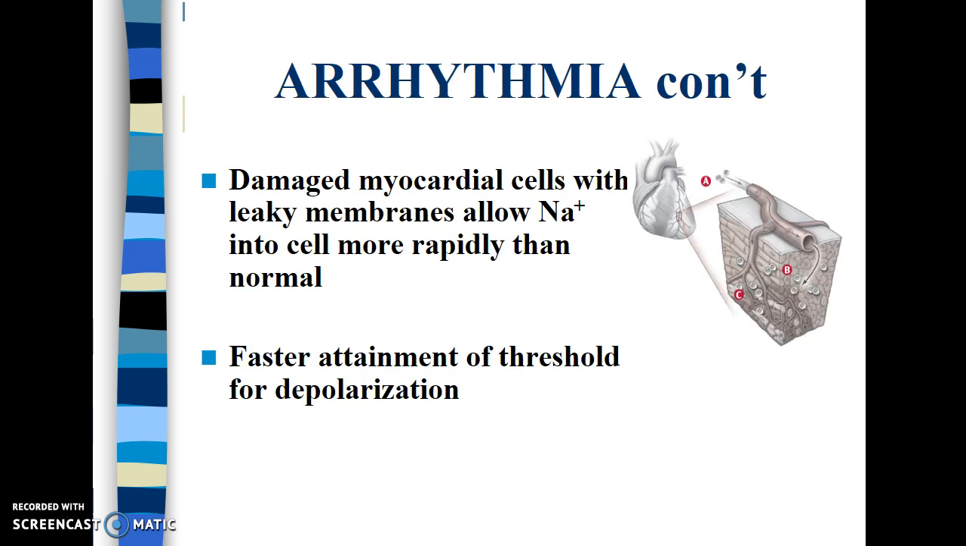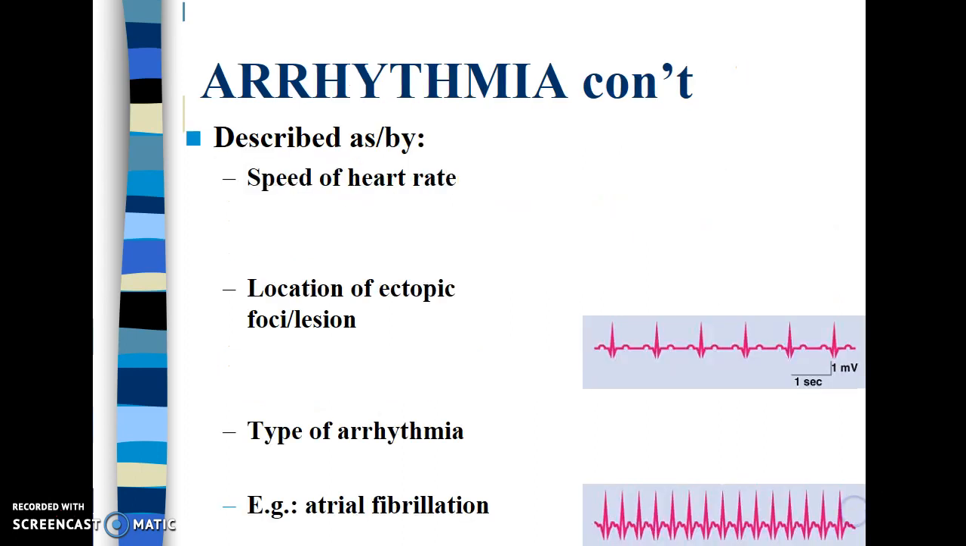So where do these arrhythmias come from? These ectopic foci are just damaged myocardial cells. What's going on with them is that sodium is leaking into the cell and causing a spontaneous depolarization. They're just more likely to depolarize on their own, and then they, again, stimulate their neighbors to fire. And the heart is then contracting in an abnormal fashion.